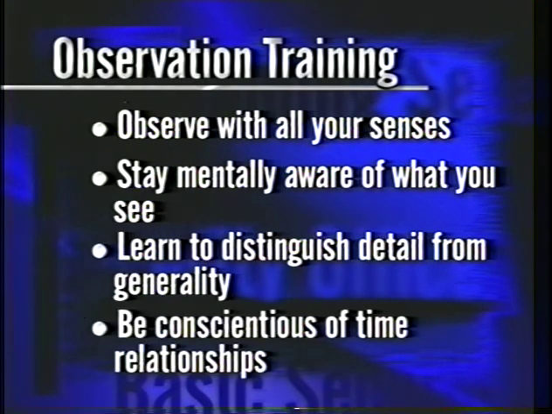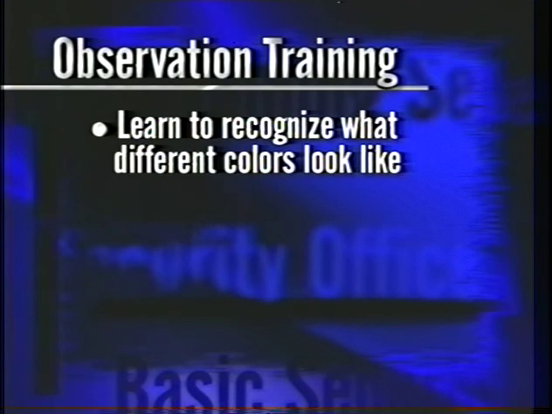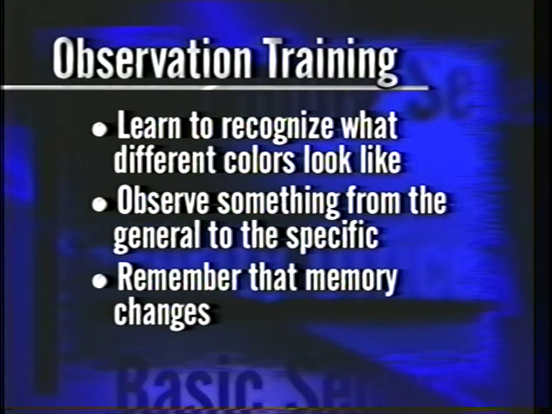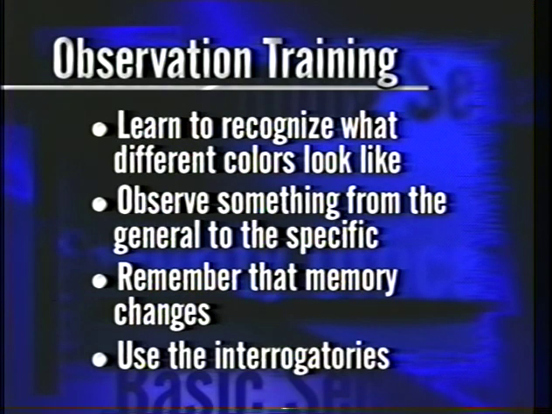4. Be conscientious of time relationships. Nothing happens all at once. Chronology can help sort things out and make the confusing sensible. 5. Learn to recognize what different colors look like. 6. Observe something from the general to the specific. Work from the outside edge of an incident toward the inside action. Gather in all that you can. 7. Remember that memory changes. Write it down. And finally, 8. Use the interrogatories who, what, when, where, how, and why.